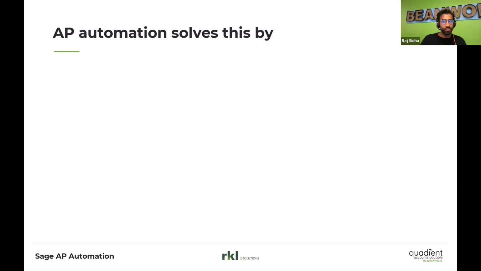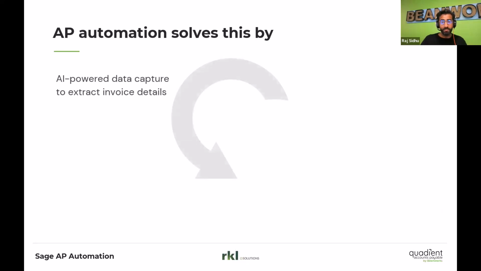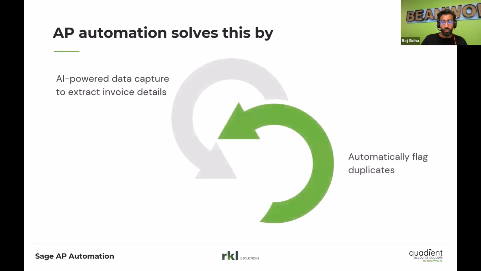AP automation uses AI-powered data capture to extract invoice details such as amounts, due dates, invoice state, vendor name, description, unit costs, and quantities. It's going to automatically flag duplicate invoices in the system, so you don't have to worry about tracking them manually.